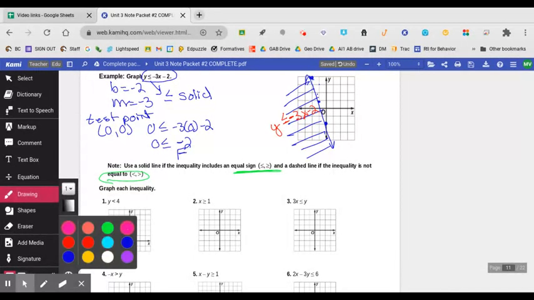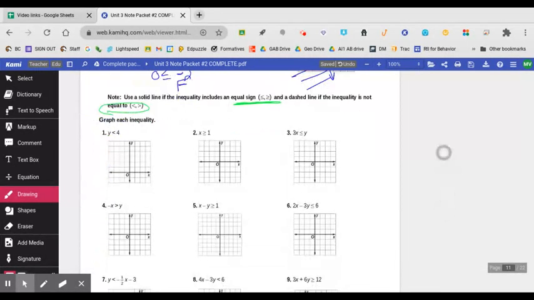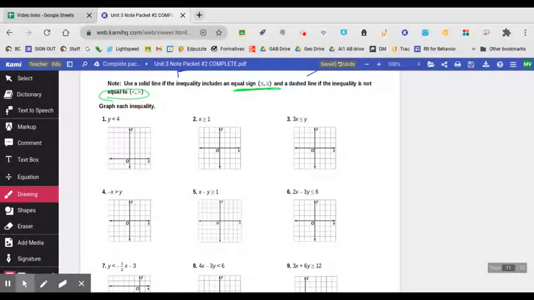So now, number 1, I'm to graph y is less than 4. The first thing I do is graph the equation y equals 4. The equation y equals 4 is a horizontal line going through the y-axis at 4. So I'm going to do some points. Now I look back at my inequality. This is just less than, so that's a dotted line.